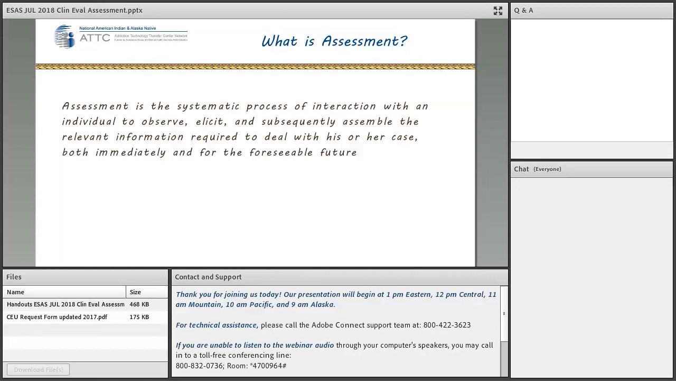Okay, so the purpose of screening is to determine whether an individual needs an assessment. The purpose of assessment is to gather the detailed information needed to develop the treatment plan that meets the individual's needs. So remember, just because somebody comes into treatment and does the screening process, it doesn't necessarily mean that they will also move on to treatment.